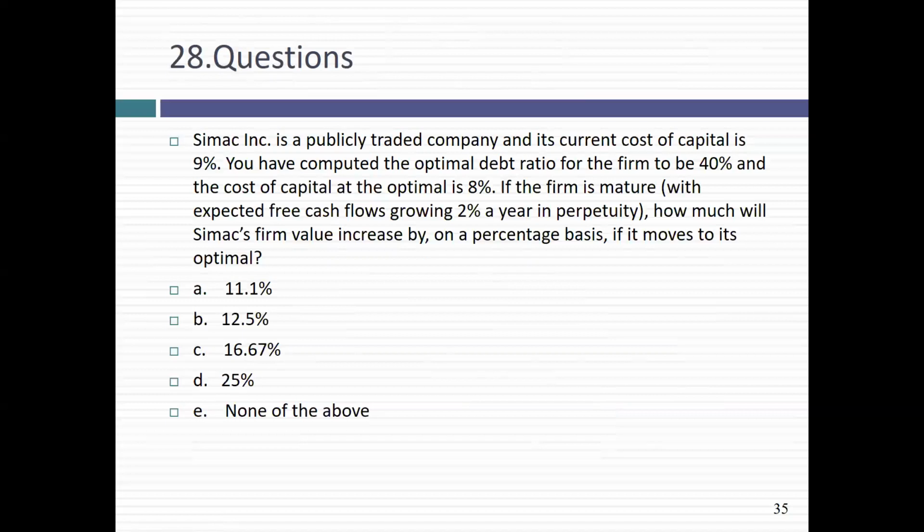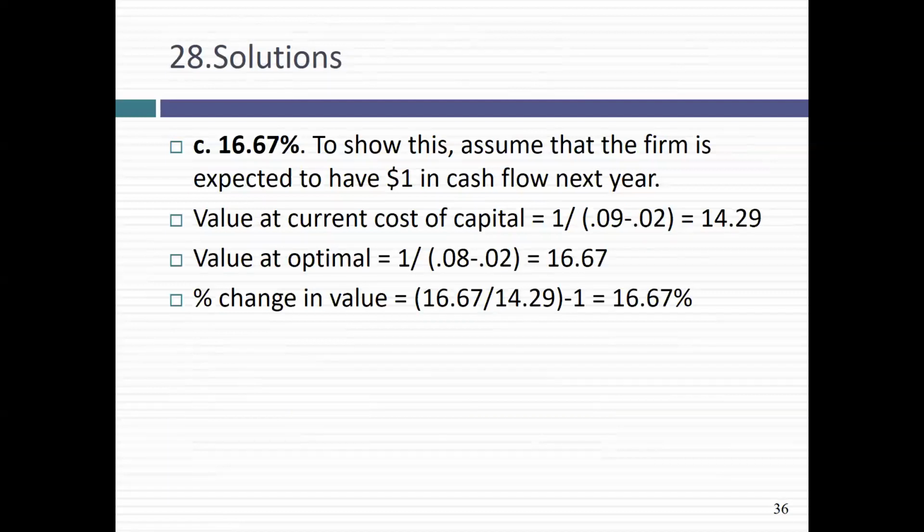Now, the reason we don't need to worry about what the cash flow is, is that since we're taking the relative difference between these two values, the cash flows cancel out because they're the same. The cash flows aren't changing. So if we divide one by another, it doesn't matter what that number is. So turning to the answer again, the value at the current cost of capital is 1 divided by the old R minus G. The value at the optimal is again the same 1 in cash flow divided by the new R minus G. Taking the ratio and subtracting off 1 gives an increase of 16.67%. This concludes lecture 28.